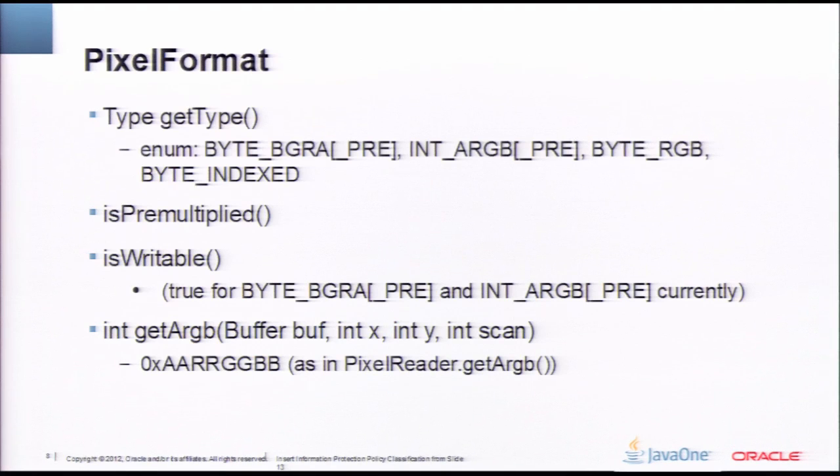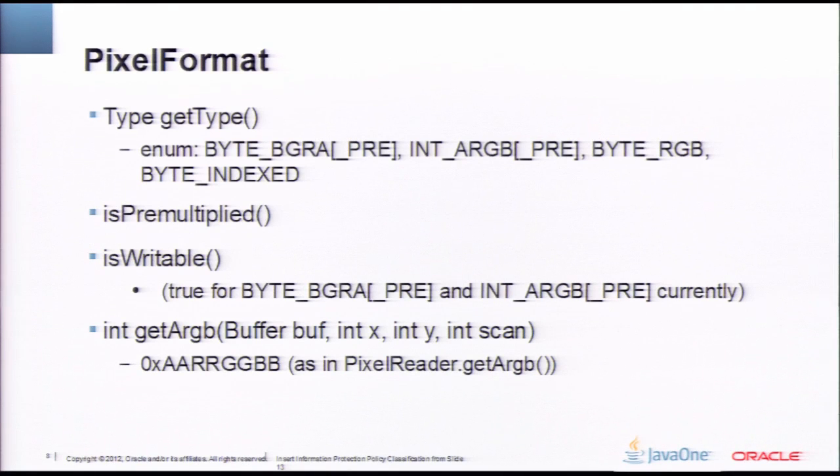The pixel format includes an is pre-multiplied method, which you could infer from the type. The types that end in _PRE are the pre-multiplied formats, but if you have a pixel format, you just want to know if it's pre-multiplied, you can ask that. Is writable is true for the full color versions, meaning that we can use those as a destination to stick pixels, but any of them can be used as a source to supply us with pixels.